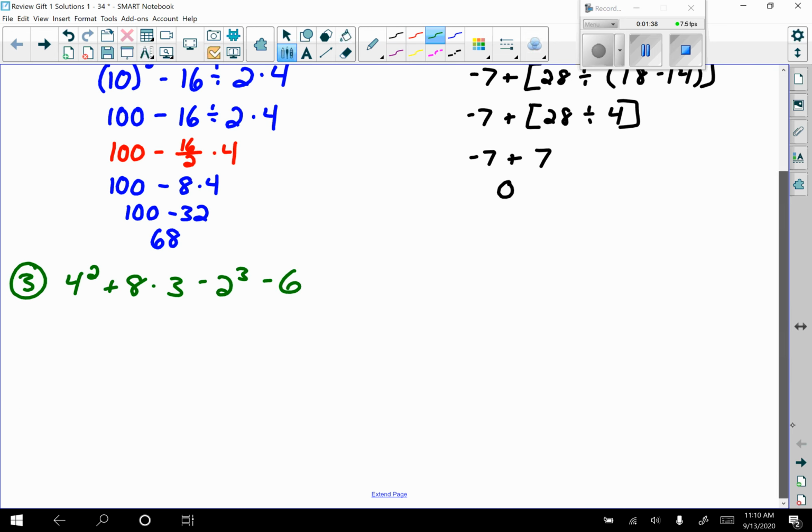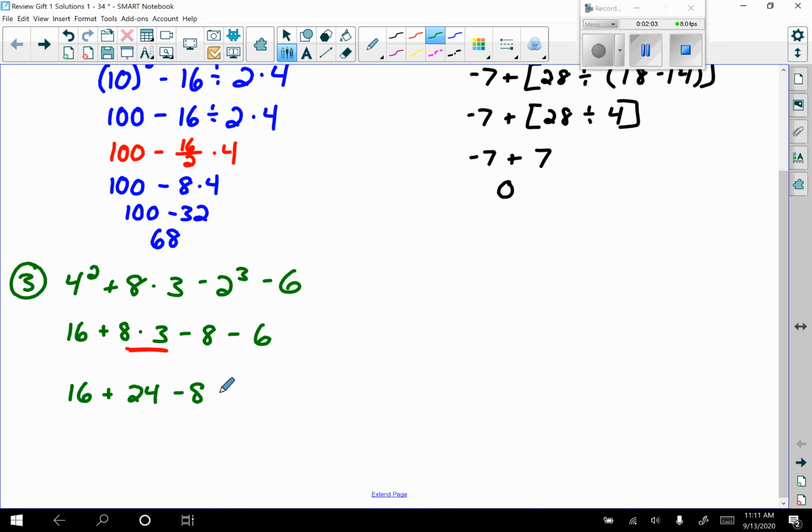For number 3, there's no parentheses, so we want to take care of exponents. I could take care of both sets of exponents at the same time, so this becomes 16 plus 8 times 3. 2 cubed means 2 times 2 times 2, so that's going to give us an 8 minus 6. Next, we see a bunch of addition, subtraction, but we also have multiplication, so we have to do this first. So we get 16 plus 24 minus 8 minus 6.